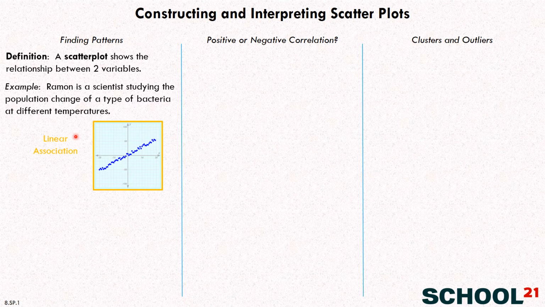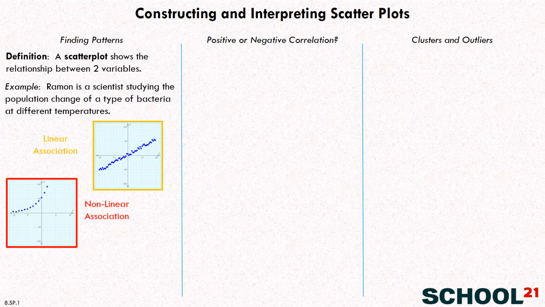It's a straight line. Now, the data don't always line up in a straight shape like that. They could also have a nonlinear association, where there's still a pattern. Clearly, these dots are following a pattern. It's more of a curve. Probably it looks like an exponential pattern. But it's definitely not linear, right? So we call this a nonlinear association.